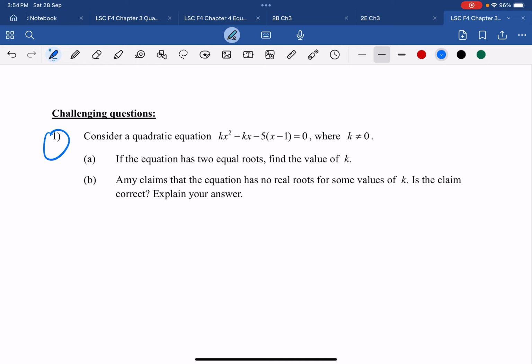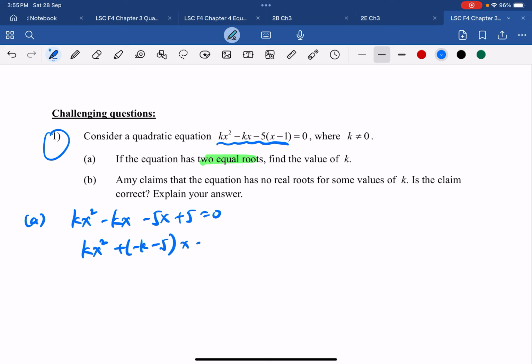So let's see. If the equation has 2 equal roots, which means repeated roots, then delta equals 0. So let's expand the quadratic equation first. Sorry, let me erase this first. kx squared minus kx minus 5x plus 5 equals 0. So maybe I will factorize it first.